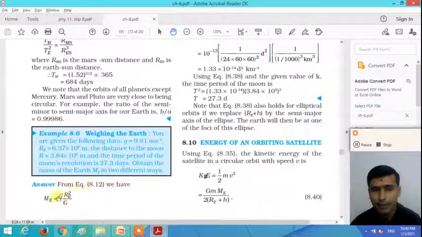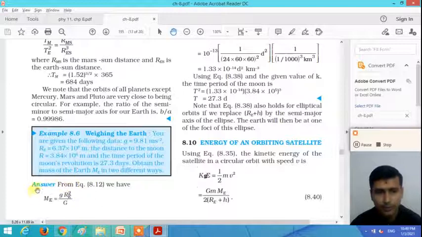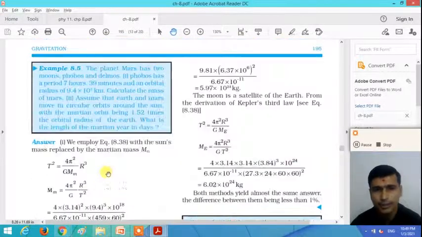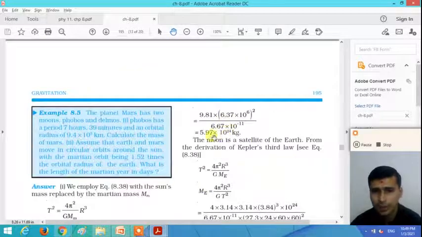The acceleration due to gravity, small g, is equal to capital G ME divided by Re square. From this formula, ME is equal to g Re square divided by capital G. The value of g is 9.81, Re is 6.37 into 10 raised to 6 meter, and capital G is 6.67 into 10 raised to minus 11. From this formula we can calculate the mass of the Earth, and we get 5.97 into 10 raised to 24.